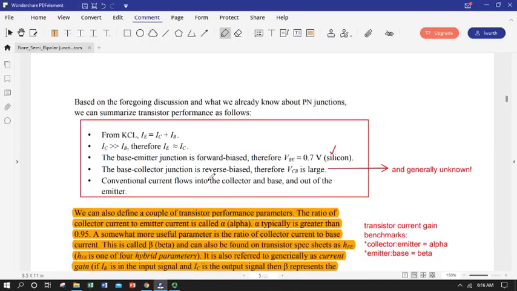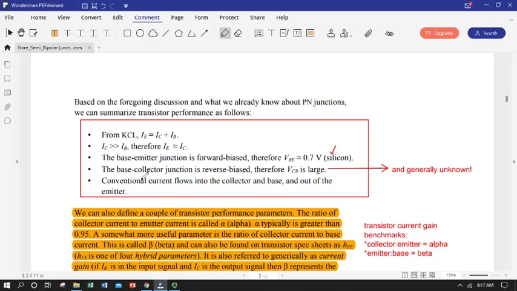And conventional current flow. Conventional current's a positive charge, so we can think about positive charge flowing into the p-type material and out the n-type. So conventional current is going to flow into the collector and base and out the emitter for an NPN. It's going to be the opposite for a PNP. So we do have to remember our rules about polarity there.